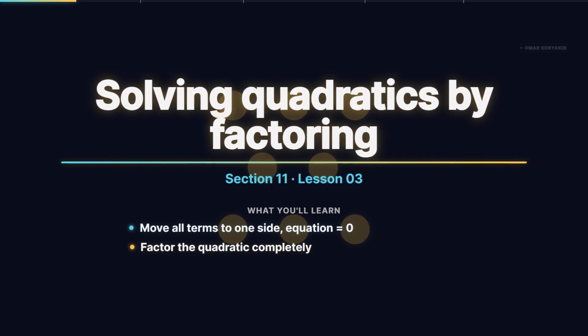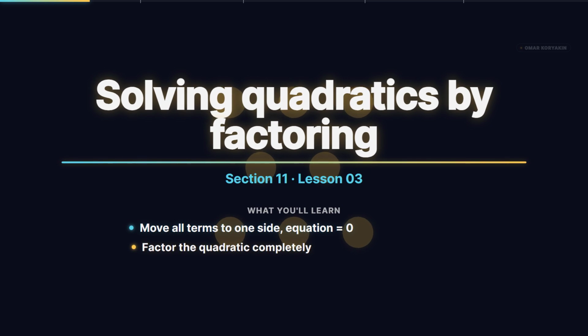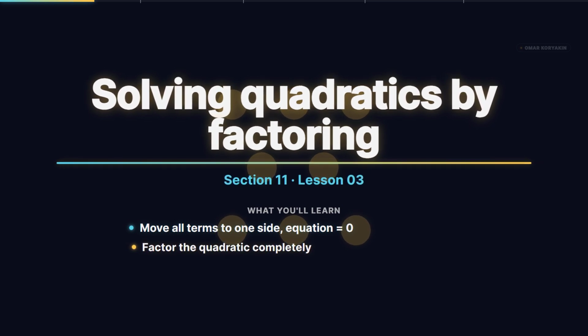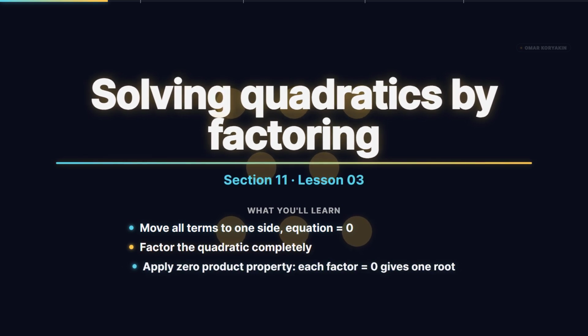Step 2. Factor the quadratic completely. Use whichever factoring technique fits. Trinomial with leading coefficient 1 needs the find two numbers method. Larger leading coefficient needs the AC method. Always pull a GCF first if possible.